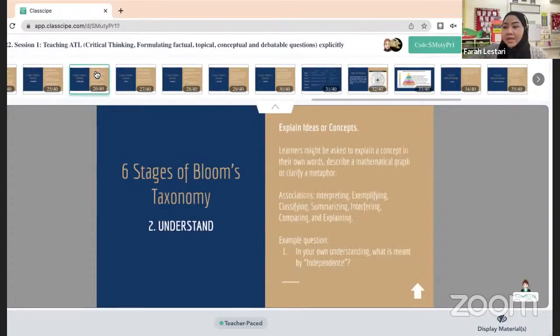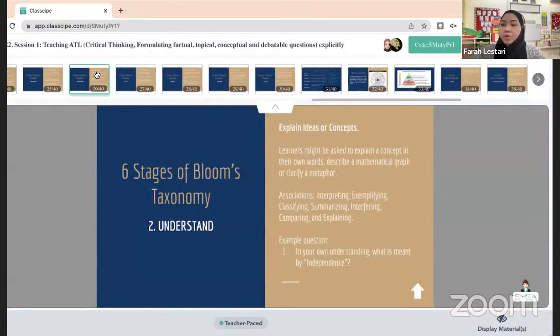The second stage is understanding. It's more about explaining a concept in their own words. For example, describing mathematical graphs or clarifying a metaphor. The association we make with the understanding stage is interpreting. It implies changing from one form of representation to another.